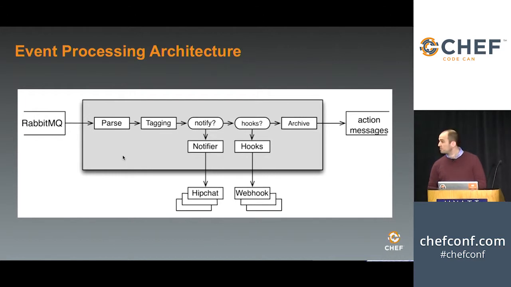And then this is our actual event architecture. Coming off of Rabbit, it goes into a parse stage, where the metadata is unmarshaled and correlated with some other data. We then go into a tagging or classification stage, then the notification stuff that James was talking about, our webhook system, which I'll get to in a second, and then it's persisted for querying.